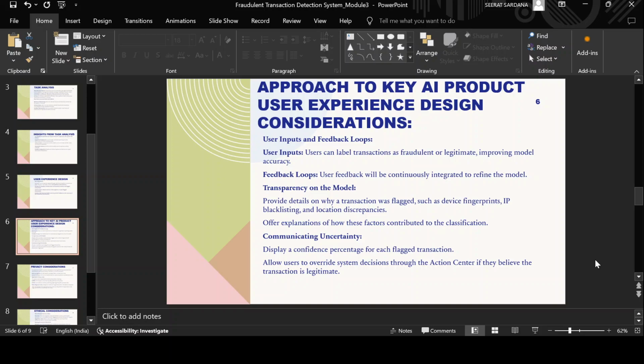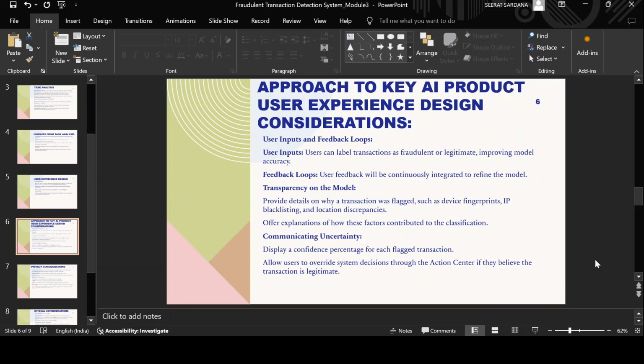The second consideration is transparency. To have a transparent system, we would provide, for each and every transaction which has been captured or flagged as fraudulent, a detailed explanation of why the model considered it so, by providing device fingerprinting and IP blacklisting information. Next, it would provide the location discrepancy between the customer and where the transaction has happened, and a complete explanation of the contributing factors.